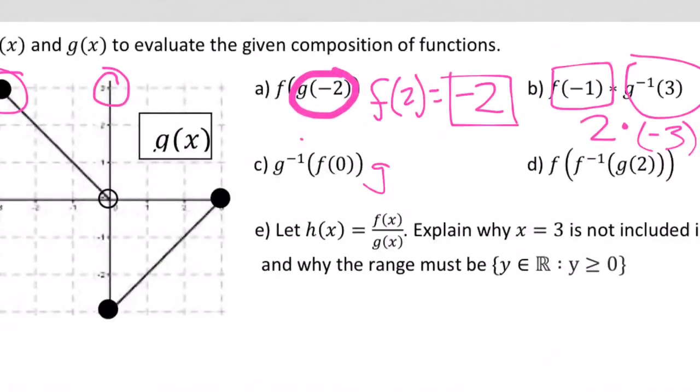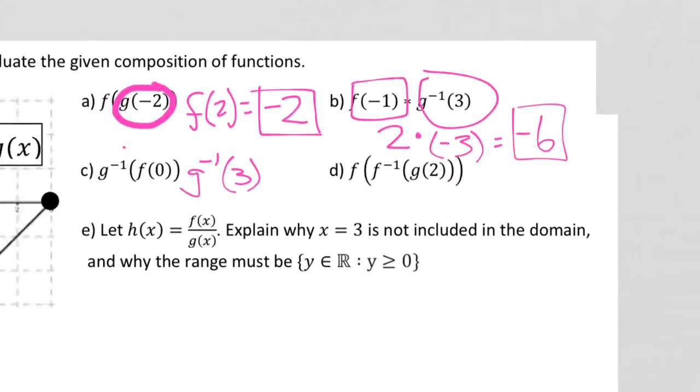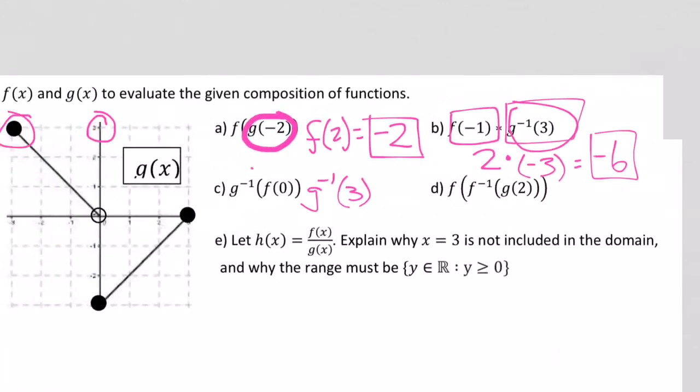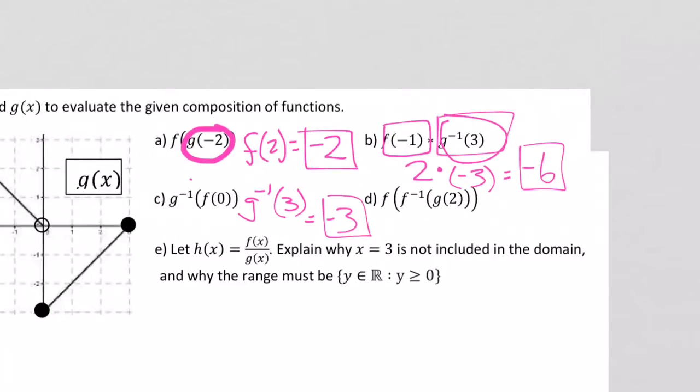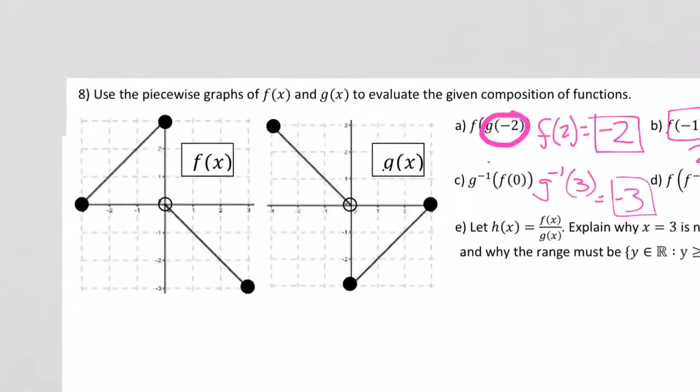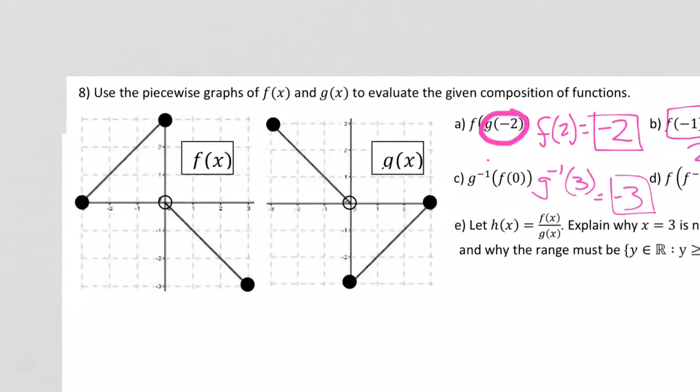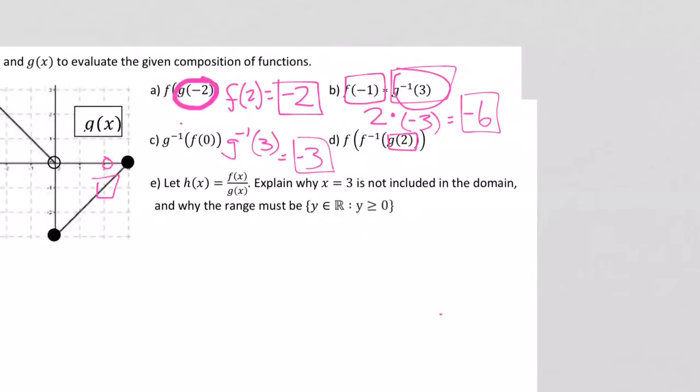So now we're asking ourselves the question, g inverse of 3, which if you look at the last problem, we already know what that is. That is negative 3. So our answer is just negative 3. And now let's do the last one. It is gross and obnoxious and long, but we can do it. Go to the inside first, g of 2. So go to the graph of g, find the x value of 2, take the corresponding y value, which is negative 1. So this becomes f of f inverse of negative 1.